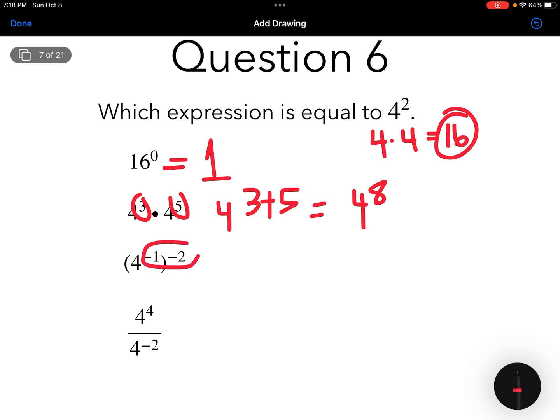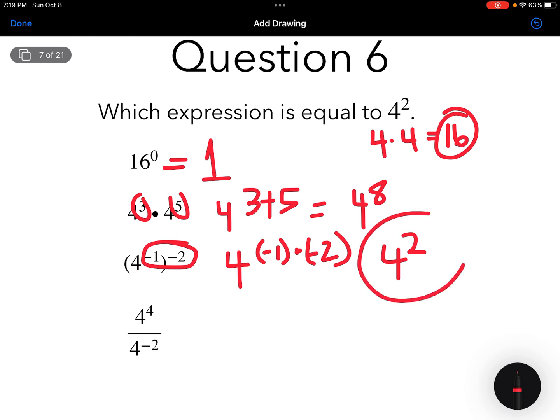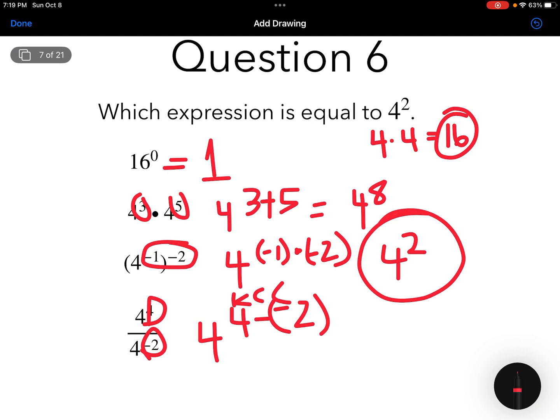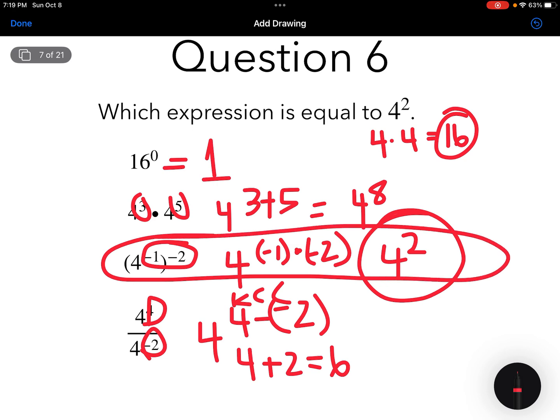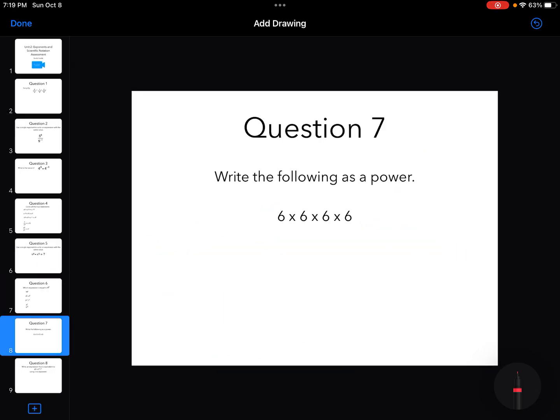This is power of a power. So I'm going to do 4 and then -1 times -2. So a negative times a negative is a positive. So I get 4 squared. That looks promising. And then my last one's quotient. So I'm doing 4 minus -2. Keep change. 4 plus 2, I get 6. So that is my equivalent.